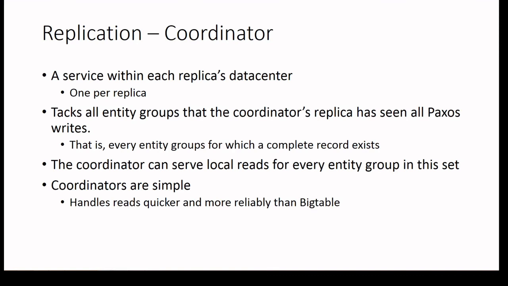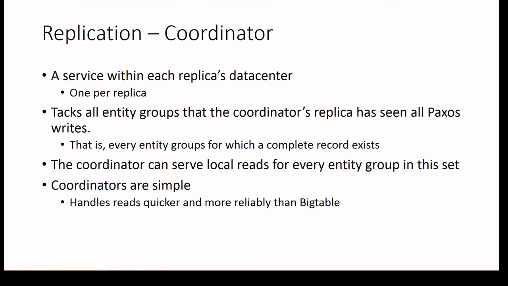Why does it do this? Why do you have this special piece of hardware attached to every single replica that only handles reads? Well, remember that Megastore is designed for about 10 reads for every write. So it does a lot of reads. And coordinators increase the read speed by making more reads local and by reading faster than you can read from Bigtable.